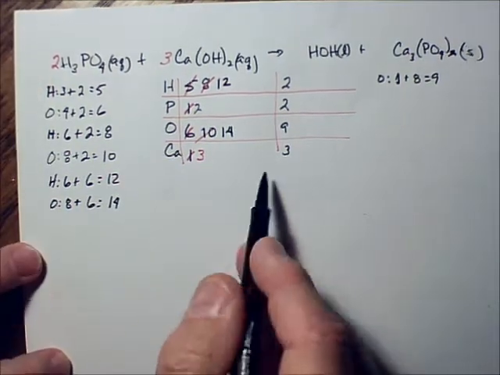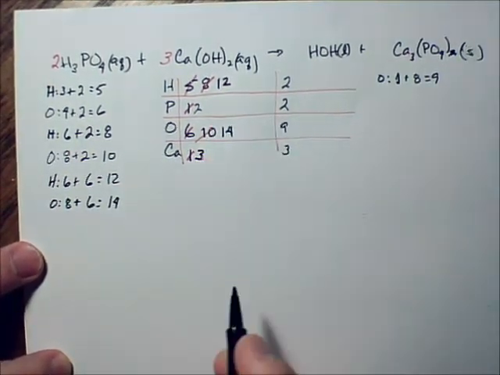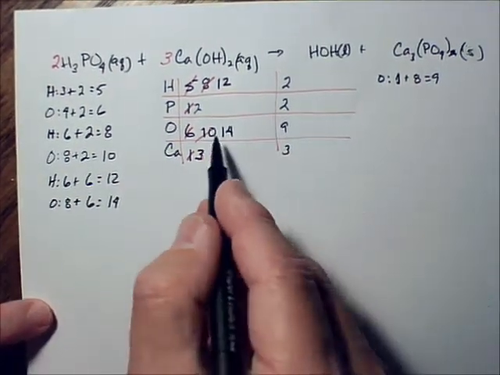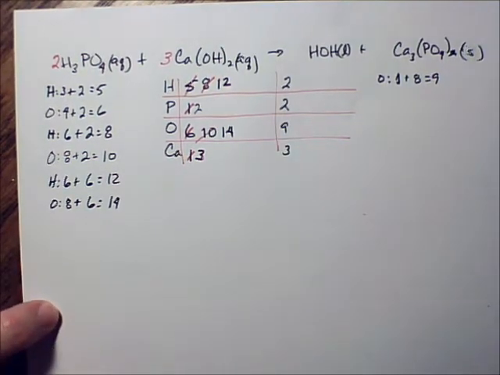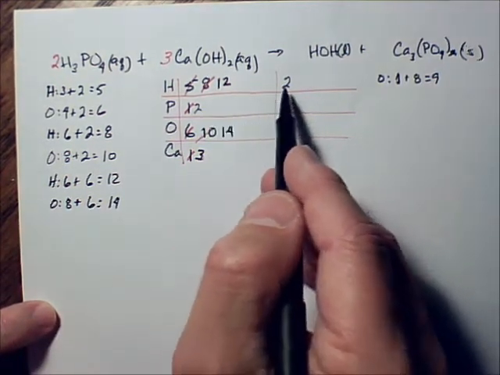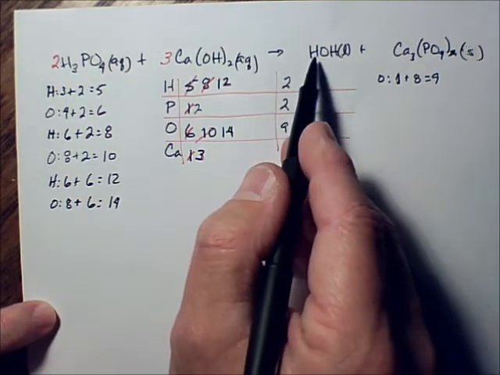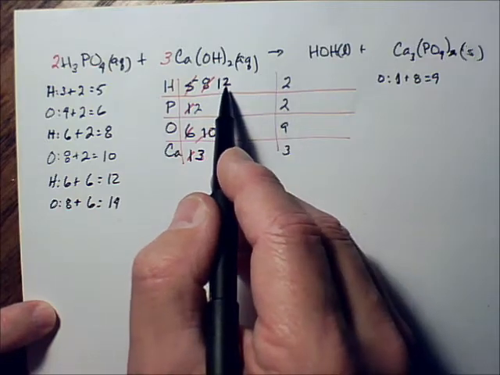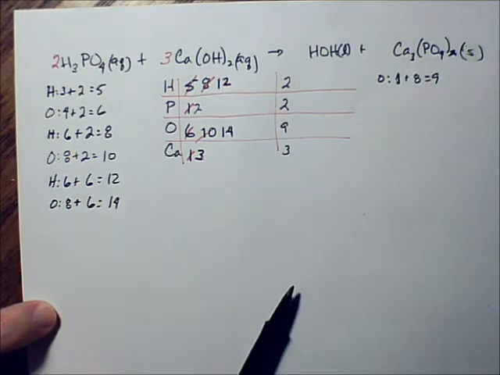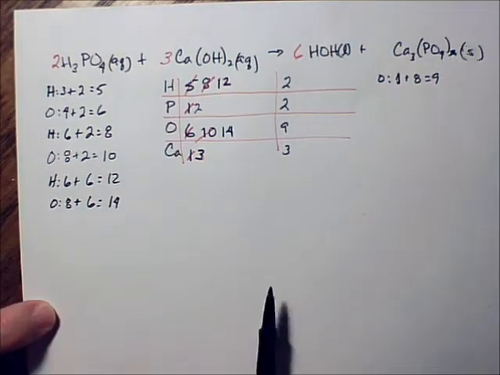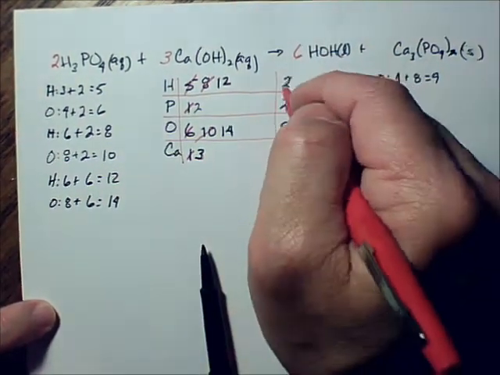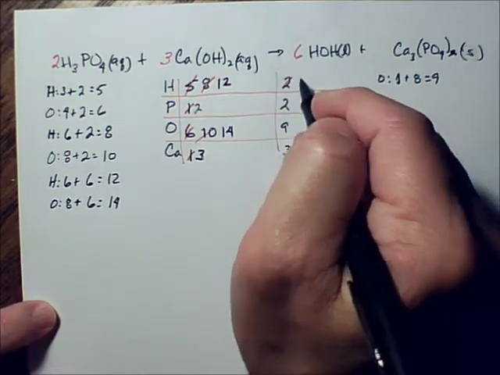Okay, the calcium's balanced and the phosphorus is balanced. Since I want to save oxygen for dead last, the next thing I'm going to go to is the hydrogen. What I'm going to do is I need a coefficient in front of this species that's going to give me the 12 hydrogens, right? And that would be a 6, because this is the only species that has hydrogens. And so that changes the number of hydrogens to 12.